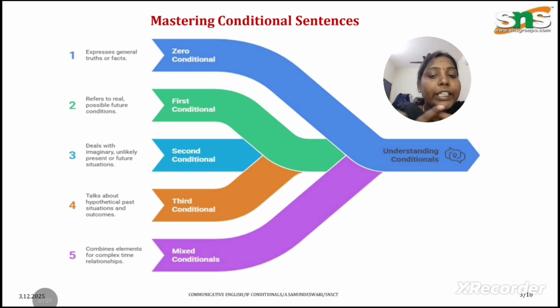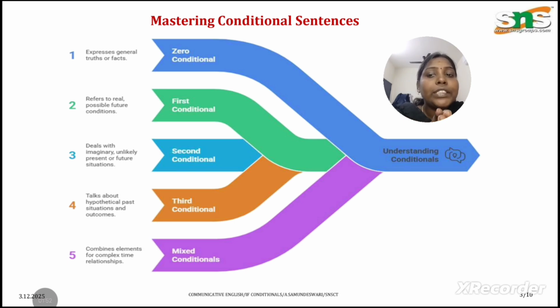So this conditional sentence is divided into four types, such as zero conditional, first conditional, second conditional, third conditional, and mixed conditionals. So to remember this easily, we have to explore each form in detail here.